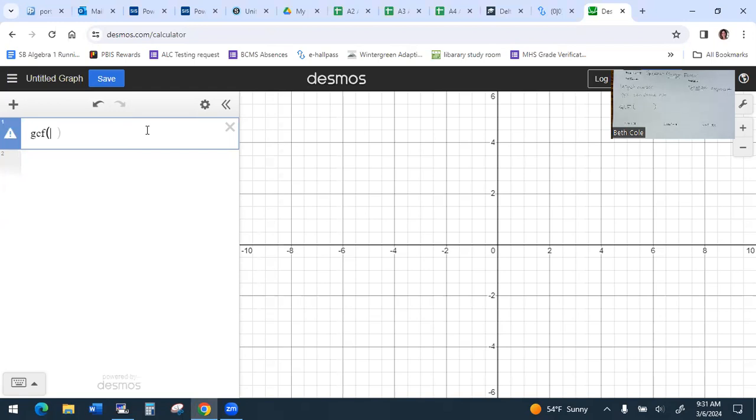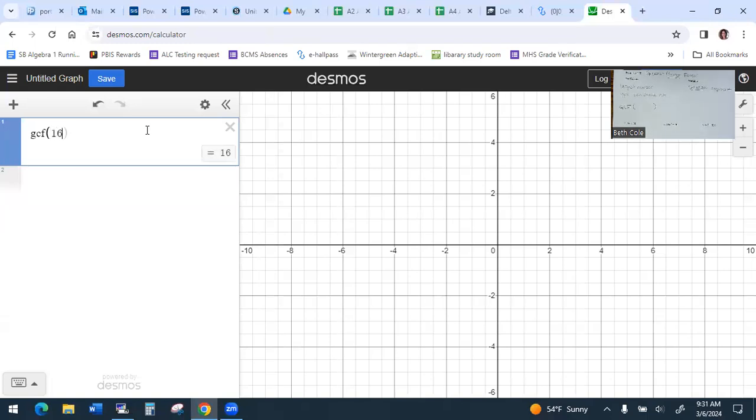Let me make a problem up. Say you had 16 and 24. What is the greatest common factor between 16 and 24? Before I type it, I want to see if anyone can tell me. What number can you divide out of both 16 and 24? And that's correct, it's 8.